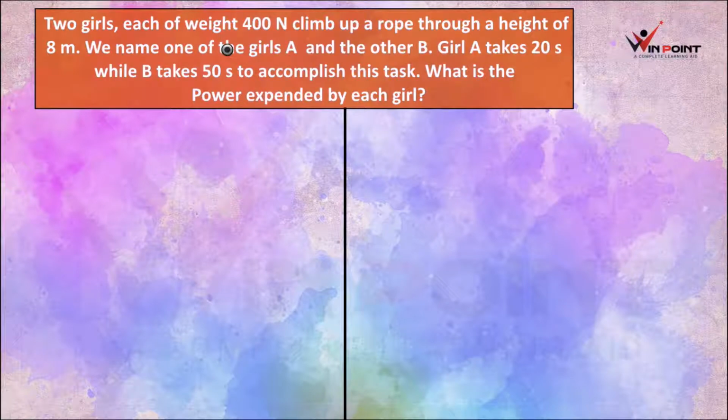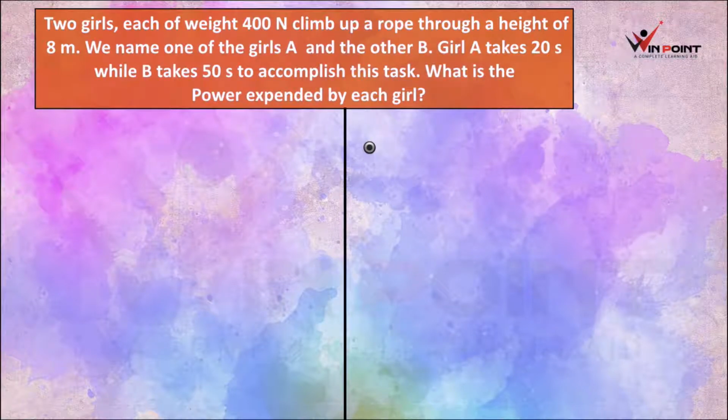Two girls, each of weight 400 Newton, climb up a rope through a height of 8 meter. We name one of the girls A and the other B. Girl A takes 20 seconds while B takes 50 seconds to accomplish this task. What is the power expended by each girl?